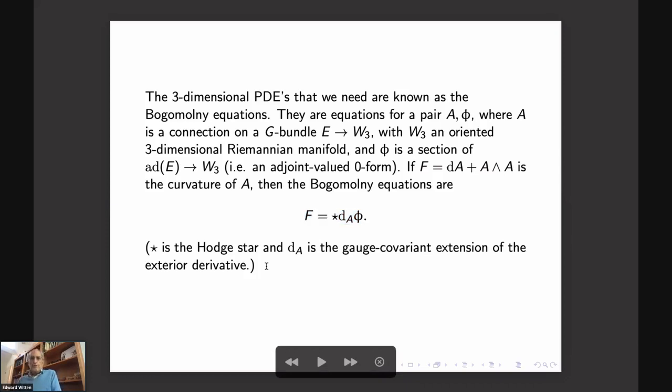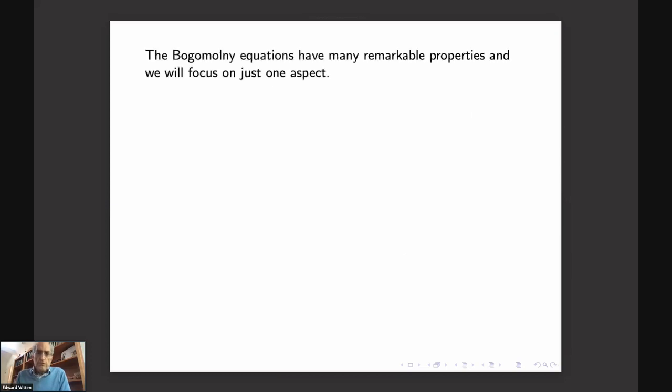So these are elliptic differential equations modulo the gauge group, and there's a vast literature on them from many points of view. For example, Atiyah and Hitchin wrote a book called Physics and Geometry of Monopoles, which was about solutions of these equations. And there's much, much more from many points of view. So the Bogomolny equations have many remarkable properties, but for today, we'll focus on just one aspect.